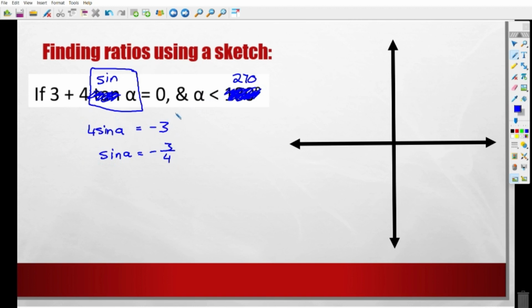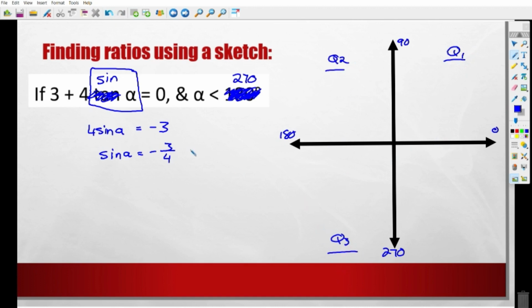If angle A is smaller than 270, so we know that that's 0, that's 90, that's 180, and that is 270. So if I'm smaller than 270, which quadrants am I in? Smaller than 270 is this way, right? All of these quadrants over here. So that means I'm in quadrant 3, quadrant 2, or quadrant 1. Now we have to decide which one am I in?